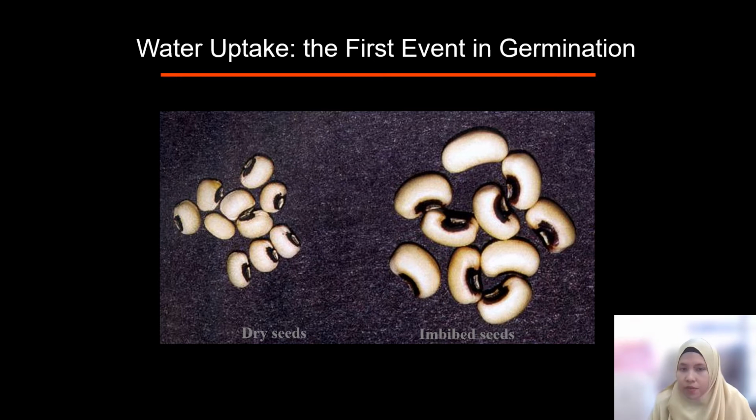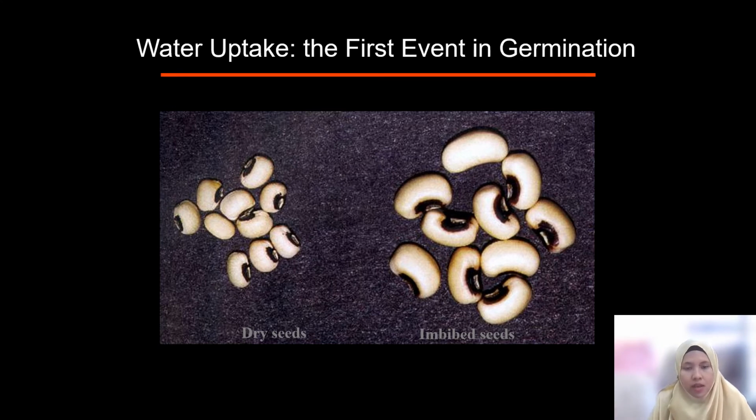So the first event in the germination, they must have some water. So there is a water uptake process, and these figures show the difference between the dry seeds and also the imbibed seeds. Yeah? So imbibed, it says imbibed because it is the result of the imbibition process. So what is the imbibition process? It is the absorption of water by the seeds. So that's why we can see the difference in the size between the dry seeds and the imbibed seeds.